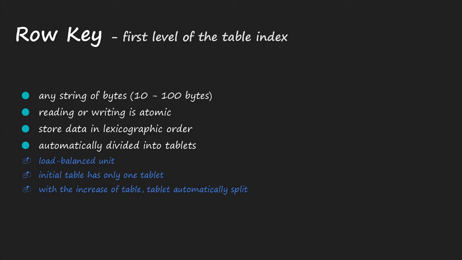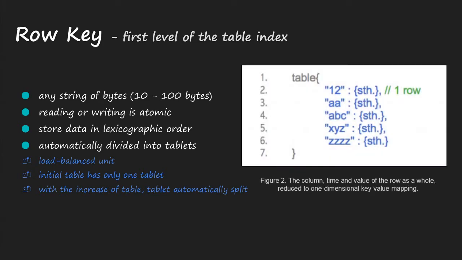The first level of the table index is row key. It can be any string of bytes. Reading or writing is atomic. Bigtable stores data in the lexicographic order of the row keys. In Bigtable, the table is automatically divided into tablets based on row keys, and the tablet is a load-balanced unit. The initial table has only one tablet, but as the table continues to increase, the tablet will automatically split.